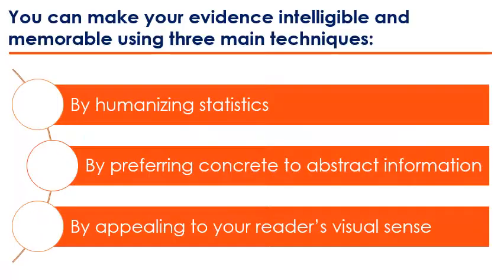You can achieve this goal of making your evidence intelligible and memorable using three main techniques. First, you can humanize statistics. Second, you can prefer concrete information to abstract information. And finally, you can appeal to your reader's visual sense. These are all effective techniques for making your evidence as intelligible and memorable as possible.